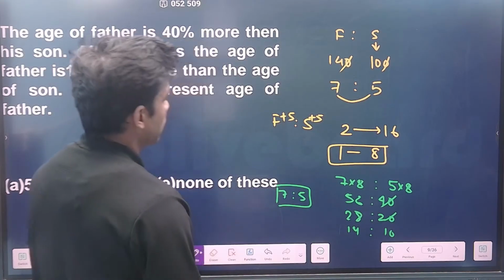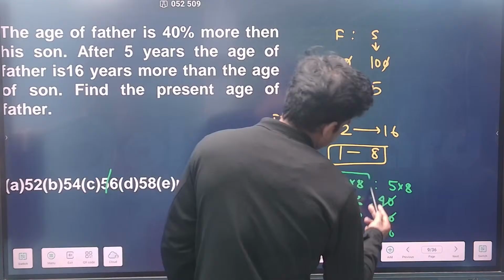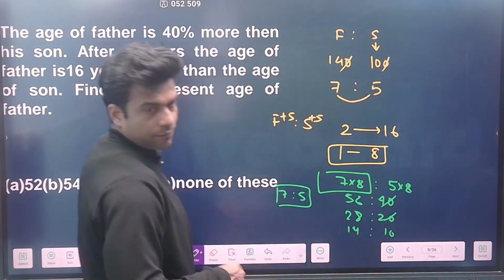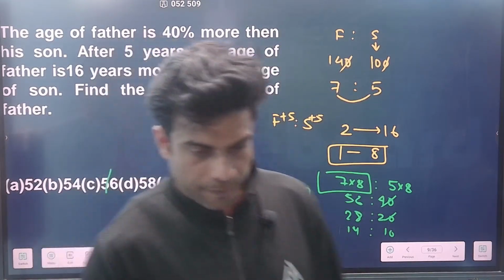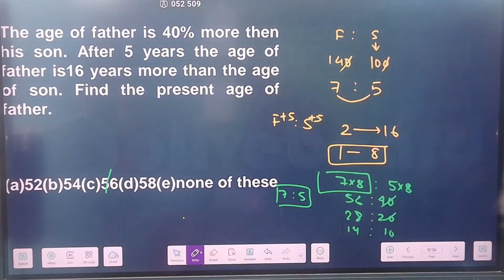Present age of father now. Present age of father is again 56. This is the present age of father. I was just solving and solving and solving, but there was no need of solving.